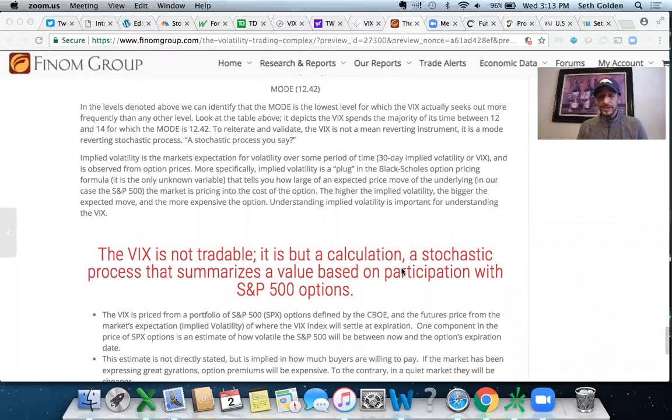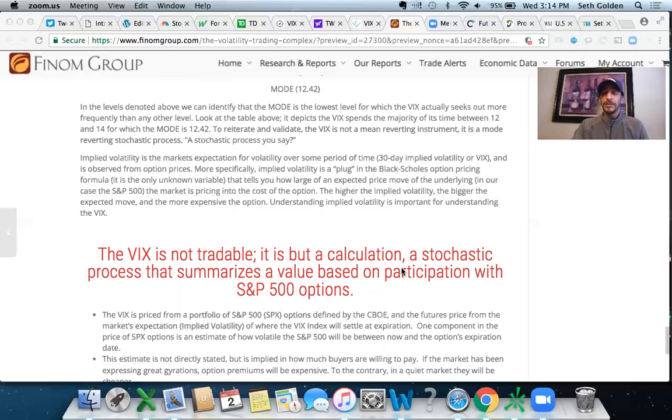Some of the other nuances that we talked about when it comes to the VIX is that it can't be traded. It's a ticker symbol. It's an index ticker symbol, if you will, but it's not tradable. It is but a calculation. It's a stochastic process that summarizes its own value based on S&P 500 options. It gives you a readout of 30-day implied volatility based on what's transacting in S&P 500 puts and calls. But it is not tradable.